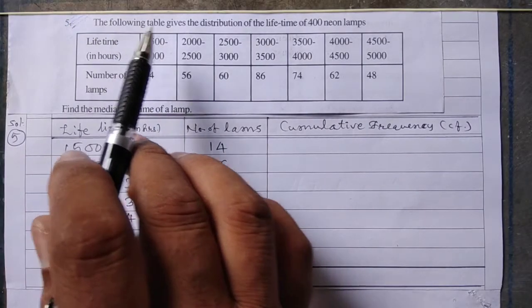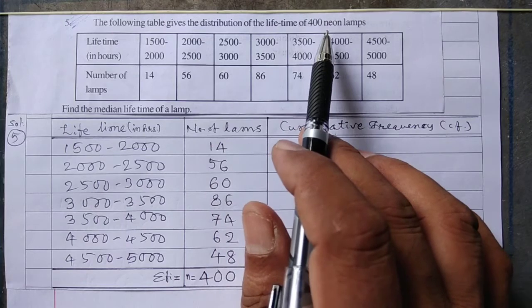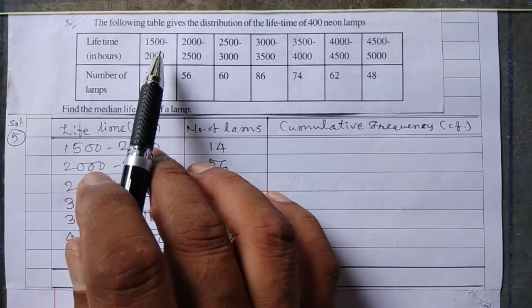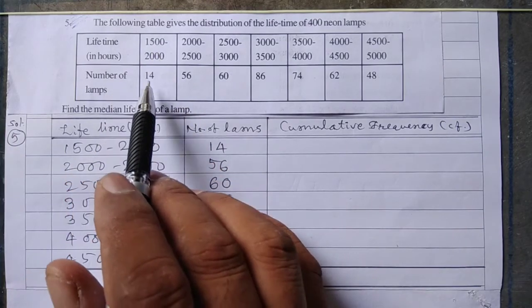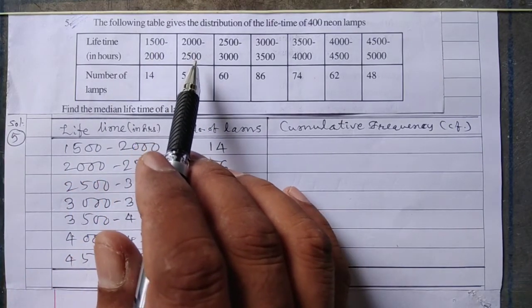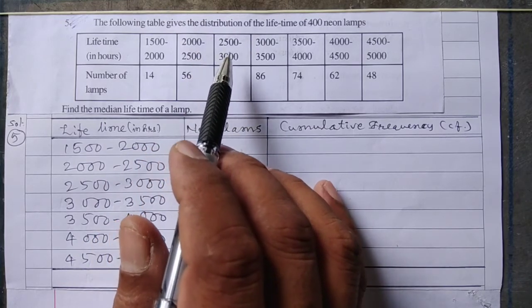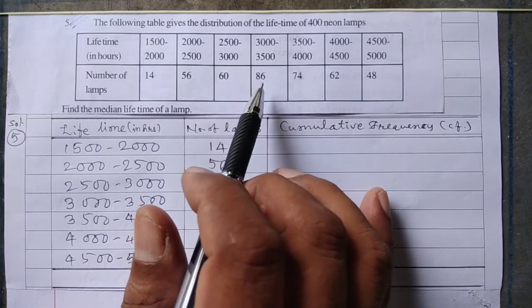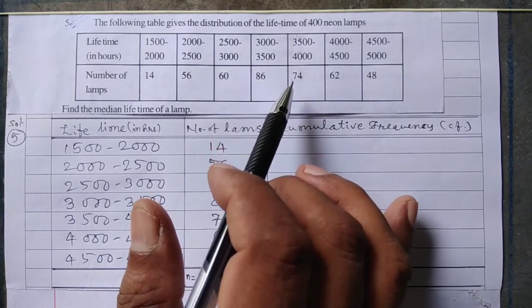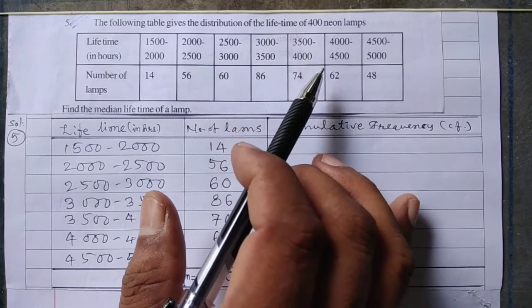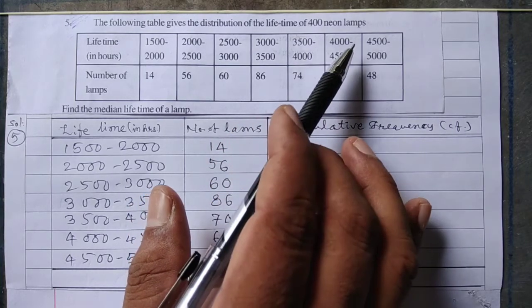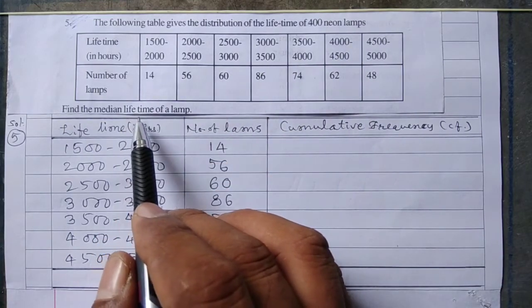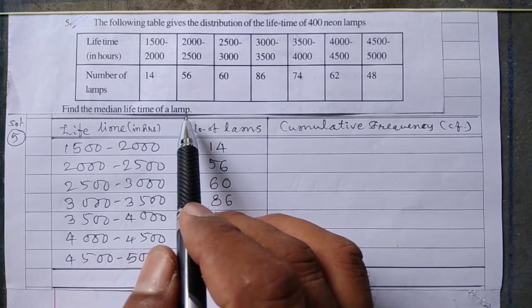Question number 5. The following table gives the distribution of the lifetime of 400 neon lamps. Lifetime in hours 1500 to 2000, number of lamps 14; 2000 to 2500, 56; 2500 to 3000, 60; 3000 to 3500, 86; 3500 to 4000, 74; 4000 to 4500, 62; 4500 to 5000, 48. Find the median lifetime of a lamp.